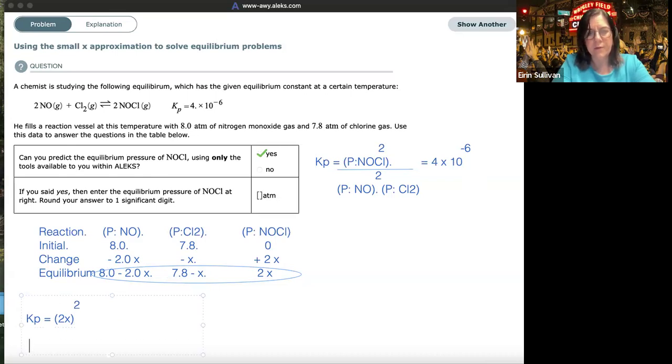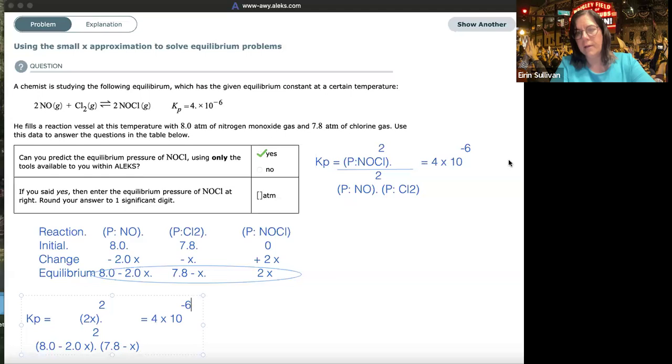And then on the bottom, we're going to have the partial pressure of nitrogen monoxide at equilibrium, so that's 8 minus 2x, and that will also be squared. My brain is already hurting, anticipating having to rearrange this algebraically. And then the partial pressure of chlorine at equilibrium is 7.8 minus x. And all that will be equal to our equilibrium constant in terms of pressure, which is 4 times 10 to the power of minus 6. Okay, so let's fix that.